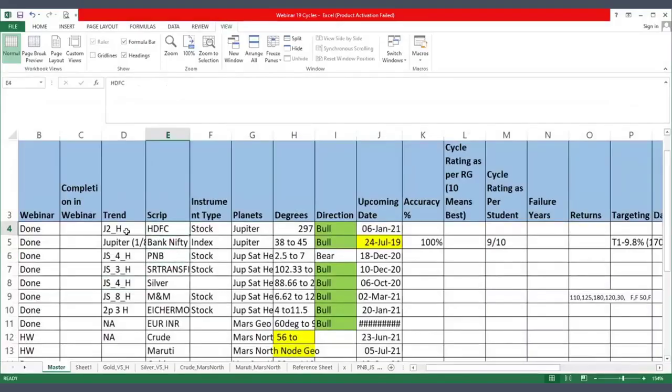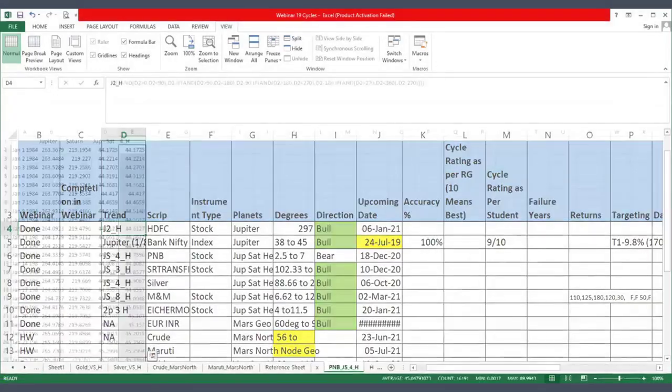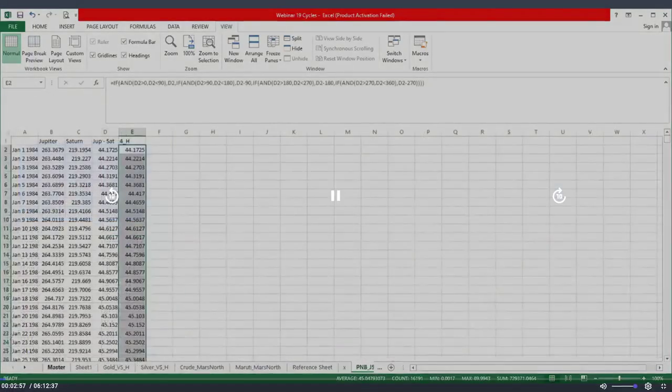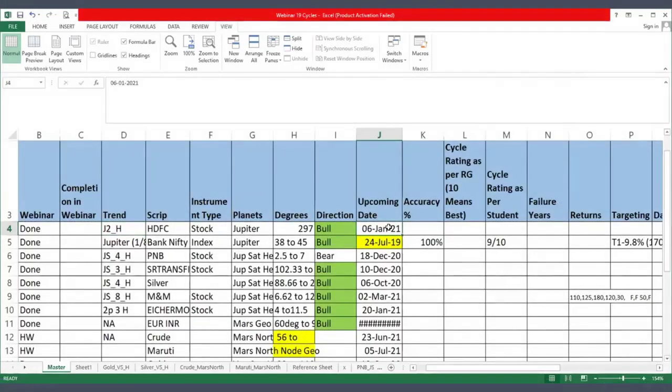You are seeing this HDFC. What you see here is Jupiter. So this cycle is Jupiter based. The thing which you see as J2 is actually two parts of Jupiter, so it's a harmonic cycle. Let's go to the sheet, and this cycle is coming around 6th of January 2021. Degrees are like 297.